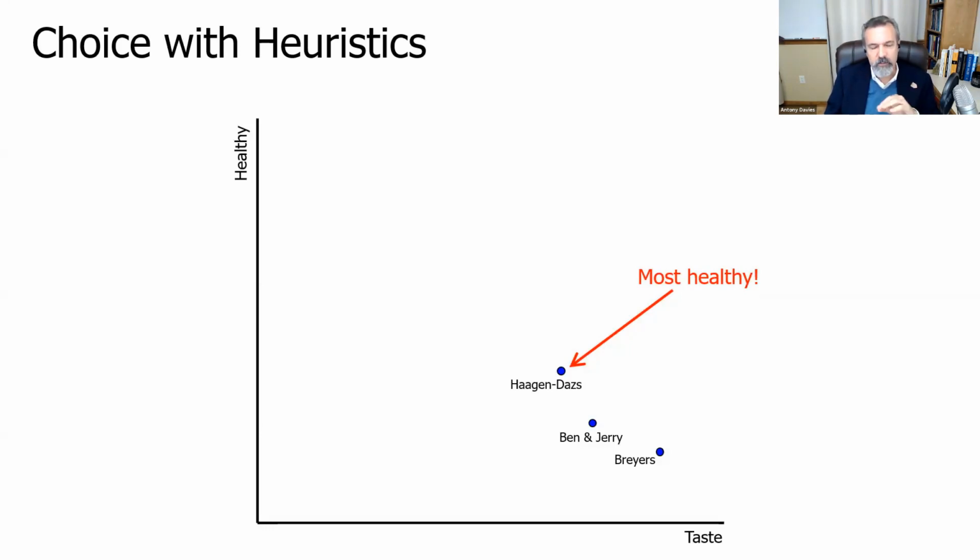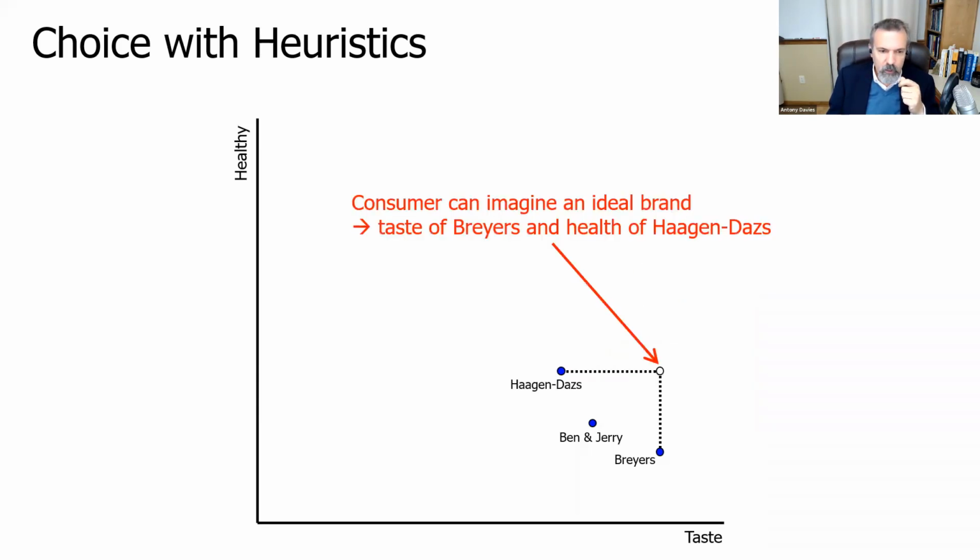And as you think about these things, you're aware of your own ignorance. What I mean by that is you're aware that there are hundreds of brands of ice cream out there, many of which you've never heard of. So you could imagine that somewhere out there, maybe, there's an ice cream that has the taste of Breyers but the low calories of Haagen-Dazs. And that's the ideal.